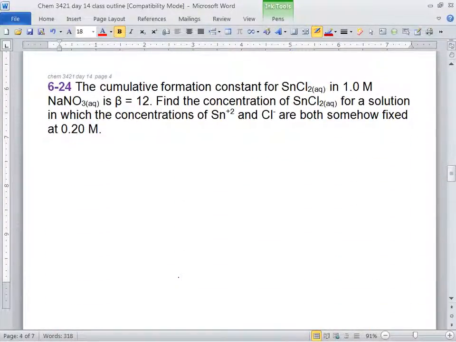So here's our first problem. The cumulative formation constant for tin chloride in 1 molar sodium nitrate, beta, is 12. Find the concentration of tin chloride for a solution in which the concentrations of tin and chloride are both somehow fixed at 0.2 molar. Brandy, any idea on how to start this? For the ice table? Yeah. Ice table sounds good. This makes sense. You could try it, right? Why not? And that's our tool that we have.